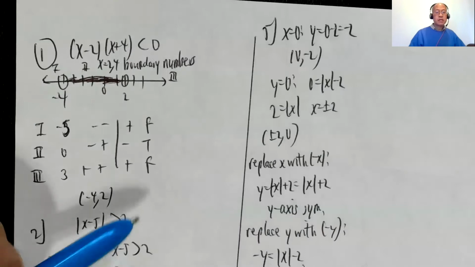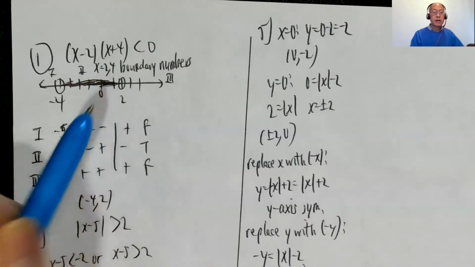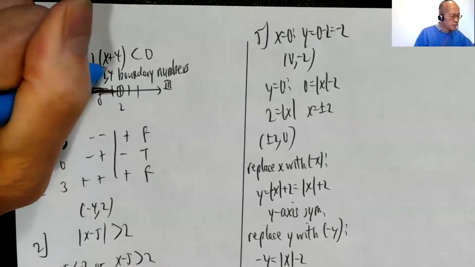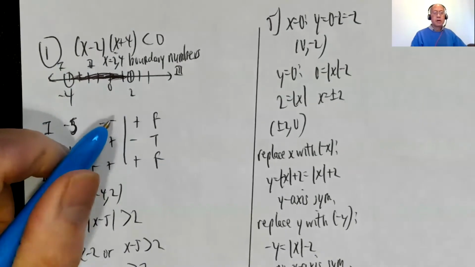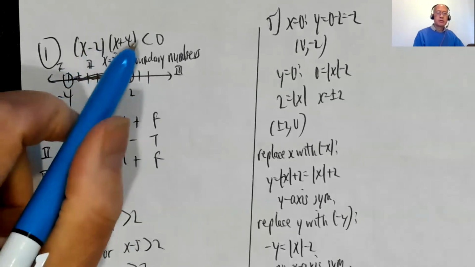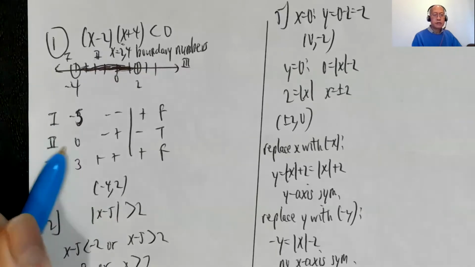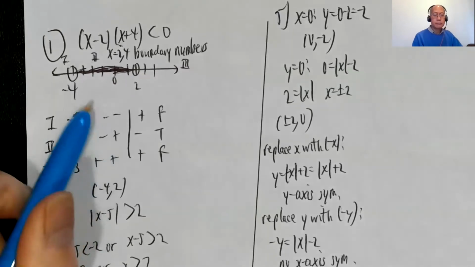Okay, number 1, we have x minus 2, x plus 4 is less than 0. My boundary numbers are 2 and -4. Both are open because in each case it would say 0 is less than 0. Pick a number in region 1 like -5, region 2, 0, region 3, 3.